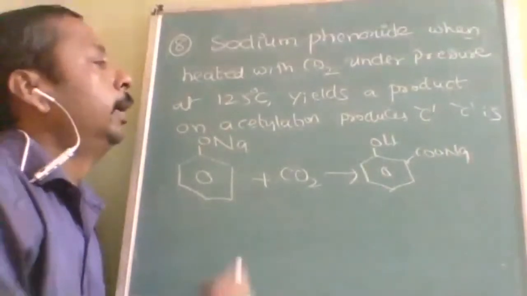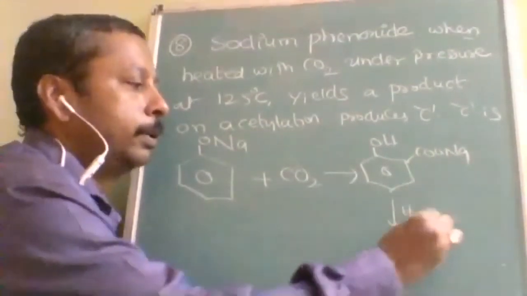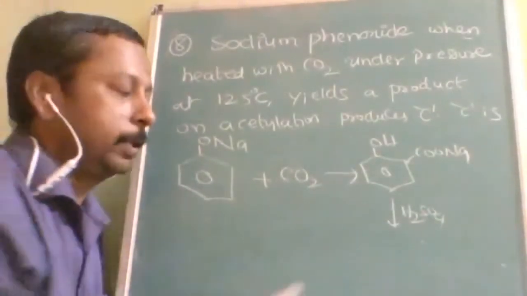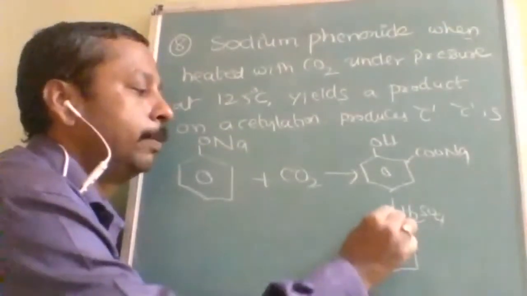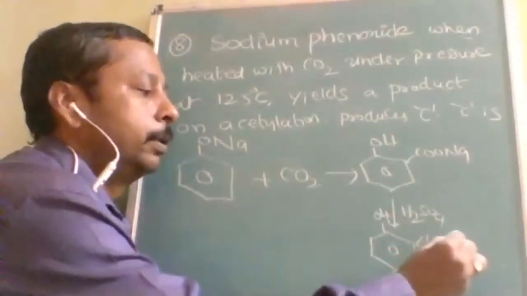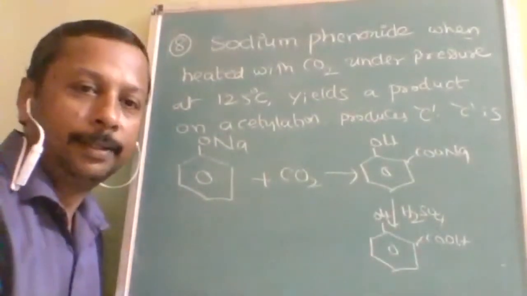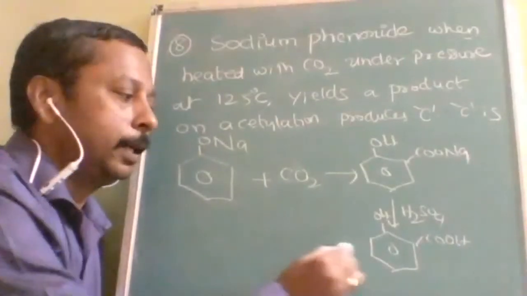Okay, and the next step is acidification. On acidification, this will be converted into carboxylic acid. I have explained this in one of the questions: this, with OH and COOH, is called salicylic acid.